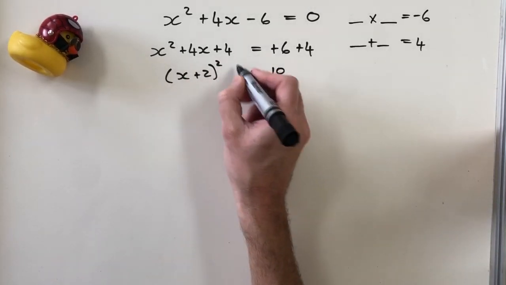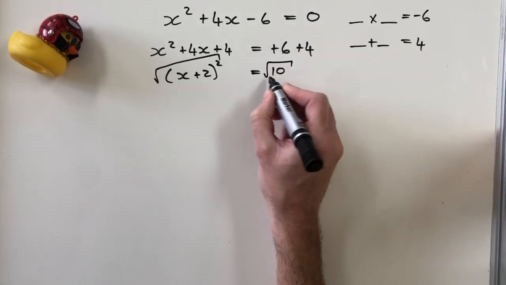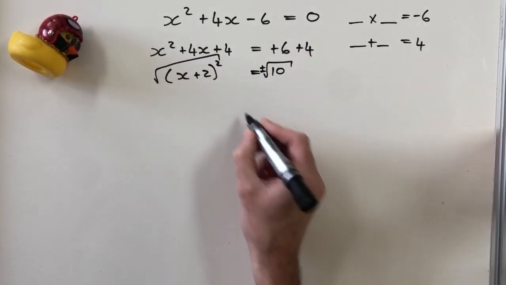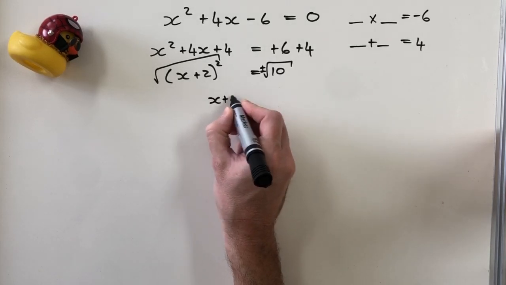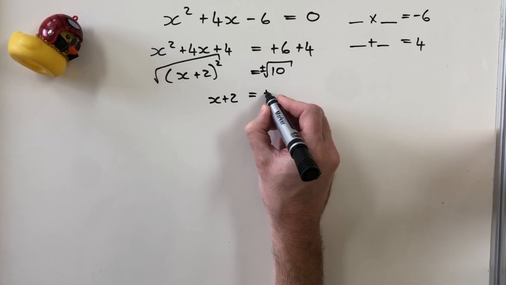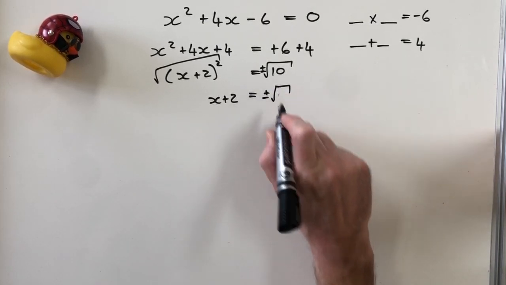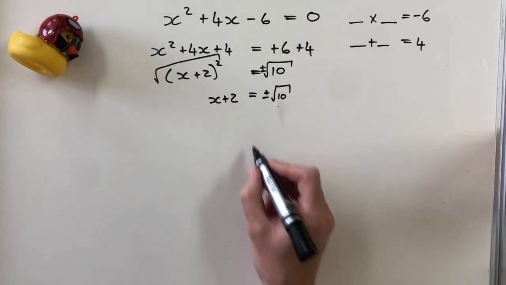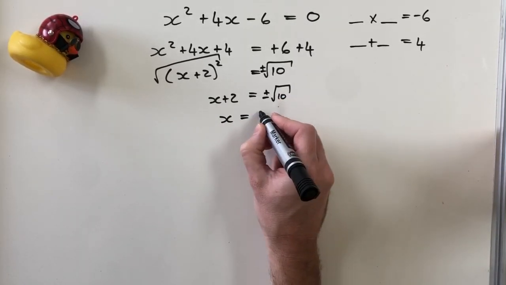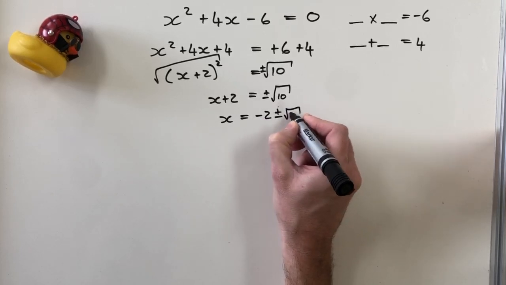If I take the square root on both sides, because this is a quadratic, I'm going to have two answers. So I have x plus 2, because those two cancel each other out, and here I have plus or minus the square root of 10. I can subtract 2 on both sides, so I'm left with -2 plus or minus the square root of 10.